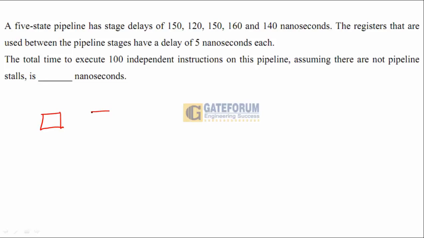First stage, second stage, stage 2, stage 3, stage 4, and stage 5. There are 5 stages, namely S1, S2, S3, S4, S5. And the delay of each of these stages are given in the question. The first one delay is 150 nanoseconds. The second stage delay is 120 nanoseconds. And the third stage delay is 150 nanoseconds. And the fourth stage delay is 160 nanoseconds. And the fifth stage delay is 140 nanoseconds.